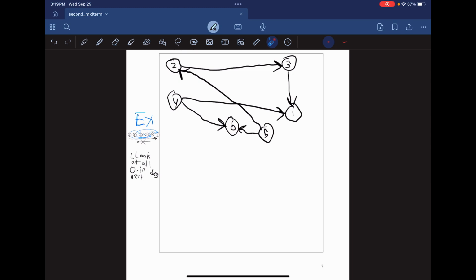So we want to look at all of the 0 in degree vertices, and step 2 is to pick one and remove its edges. Step 3 is going to be repeat.